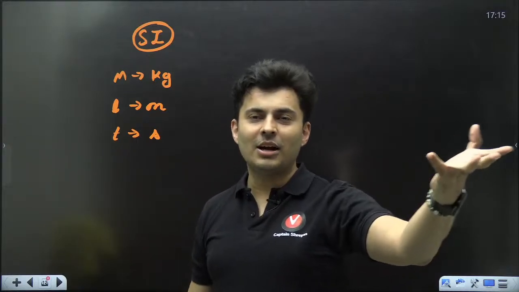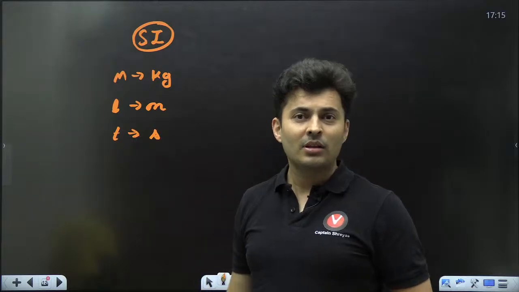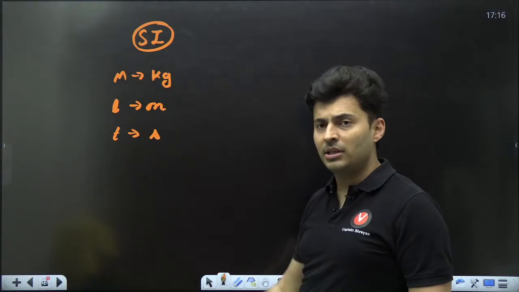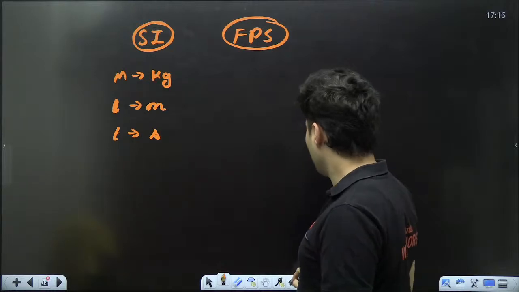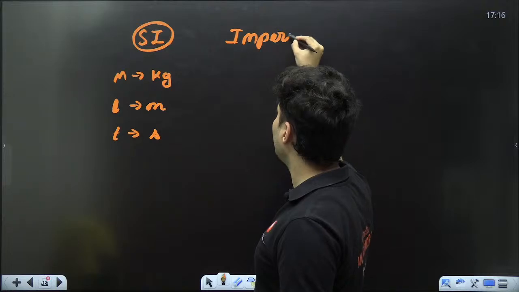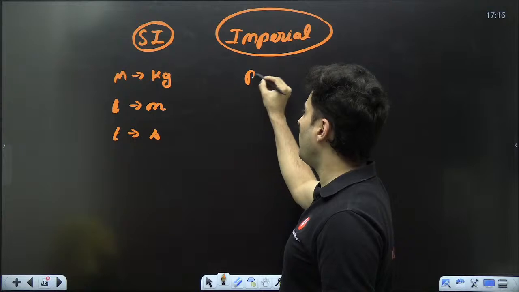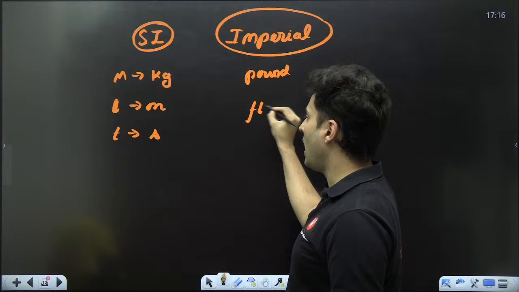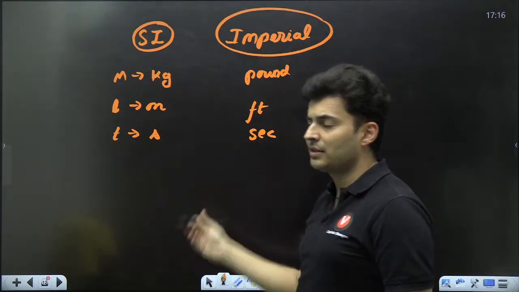But unfortunately, our world is not so beautiful and so ideal as we imagine it to be. There was another group which was formed. They said, no, why should we accept this? We have the British foot-pound second system. This is the British, or sometimes also called the imperial system. They said, we are going to measure mass in pound, length in feet, and time in second. Thank God they agreed for time to be in seconds only.